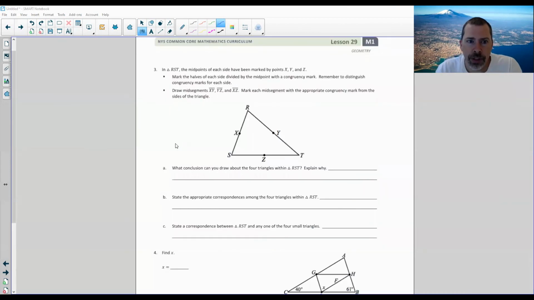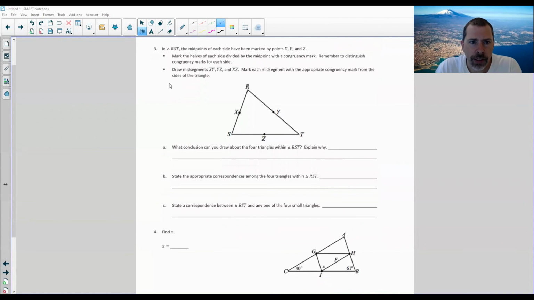Okay, page 3 brings us to number 3, and it says in triangle RST, the midpoints of each side have been marked by points X, Y, and Z. So they did the midpoints for us, X, Y, and Z. Mark the halves of each side divided by the midpoint with a congruency mark. Remember to distinguish congruency marks for each side.